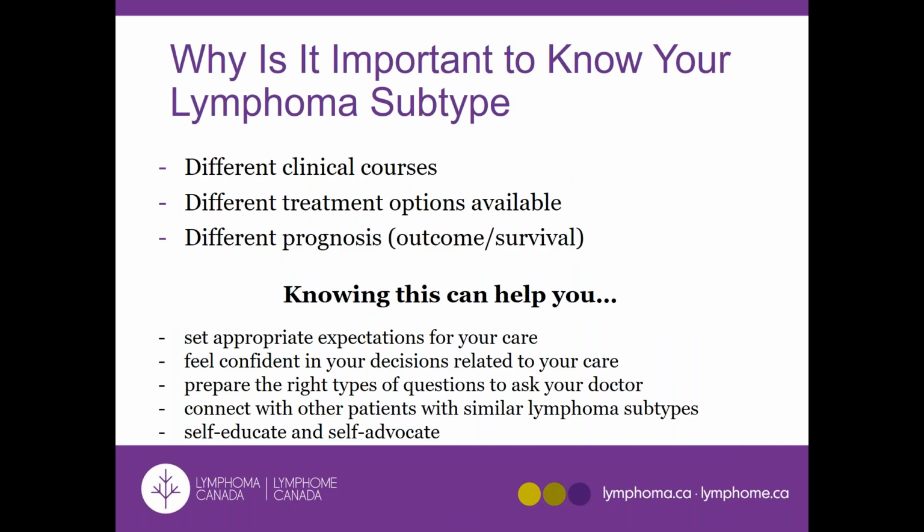So first, just a few points. Again, I think I've tried to iterate this so far. We'll say it a couple more times before the end: that the different subtypes can have different clinical courses, different treatment options are available, and different prognoses in terms of outcomes and survival as applied to the particular subtypes.